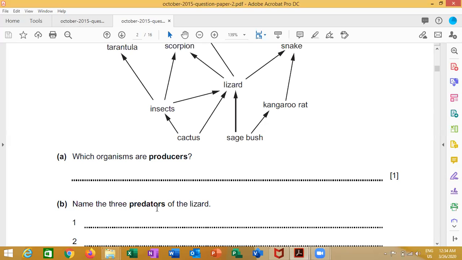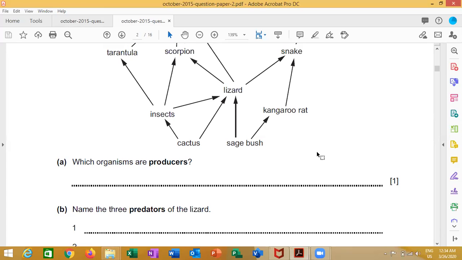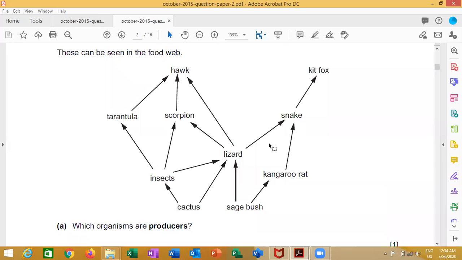What is meant by 3 predators of lizards? It means the living organisms that feed on lizards. From the previous food web, the lizard is here. What are the organisms that feed on lizard? Snakes, scorpion, and hawk. That's complete.